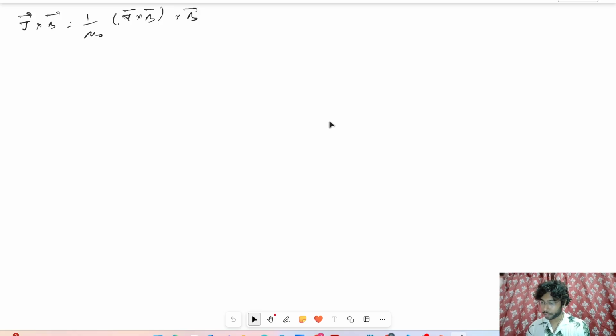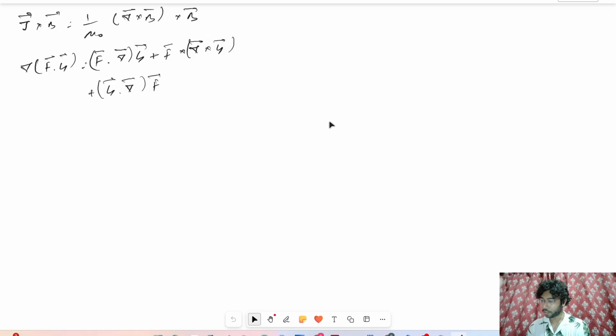So we're just going to use one identity which is this. This is a vector identity. You don't have to memorize this, but I'm writing this because we're going to use it to simplify this expression, J cross B.